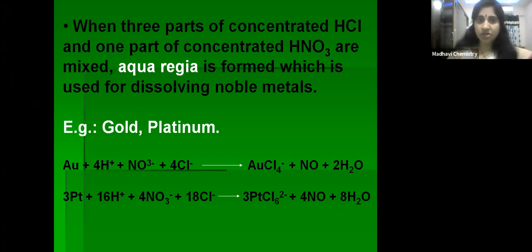What is the speciality of Aqua Regia? In Aqua Regia, noble metals, gold and platinum, react. Why are they called noble metals, children? Because they are inert. They will not react with most substances, but they are able to react with Aqua Regia. That is, 3 parts of HCl and 1 part of concentrated HNO3 is called Aqua Regia.